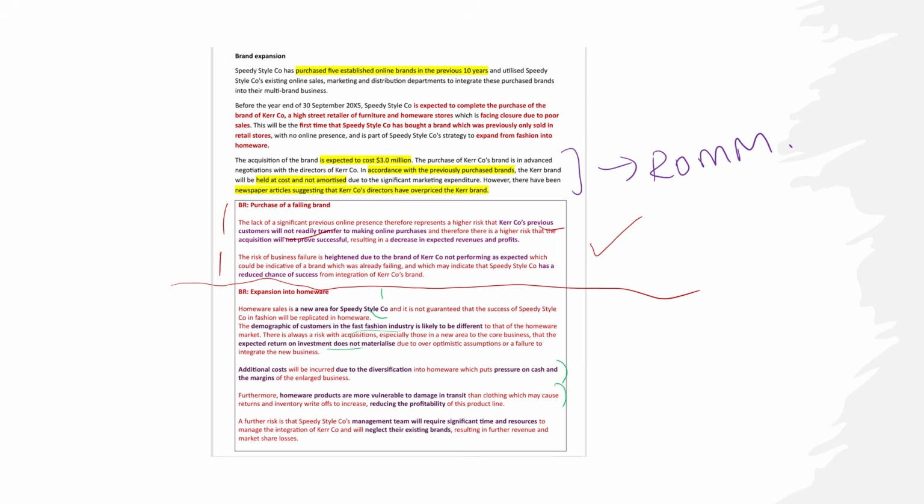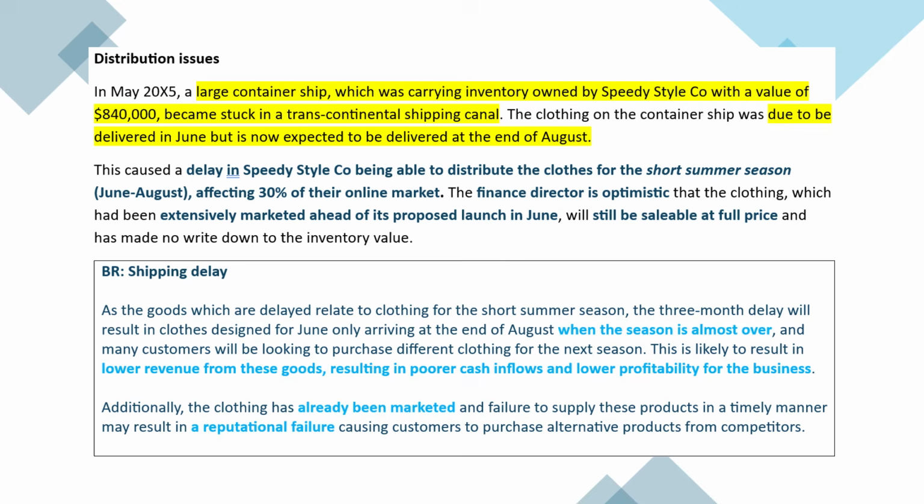I could talk about the fact that homeware is quite vulnerable to breakage in transportation or transit, so that could affect profitability. I could also talk about the fact that the management is going to be so busy focusing on this new brand that their existing operations could be affected. So the first mark was for implication, and then I could be writing any of these as my evaluation mark. So that's 2 more risks covered.